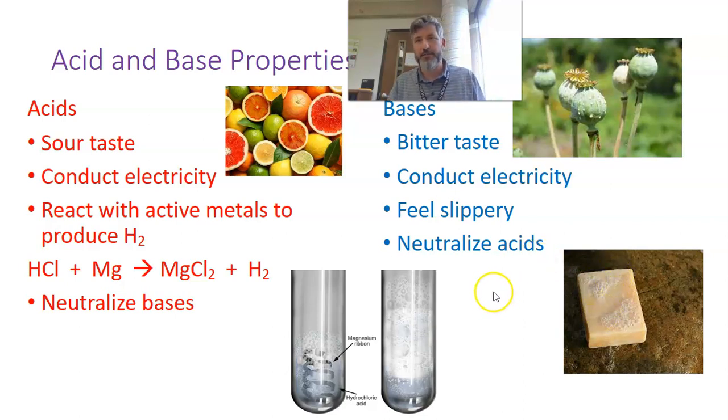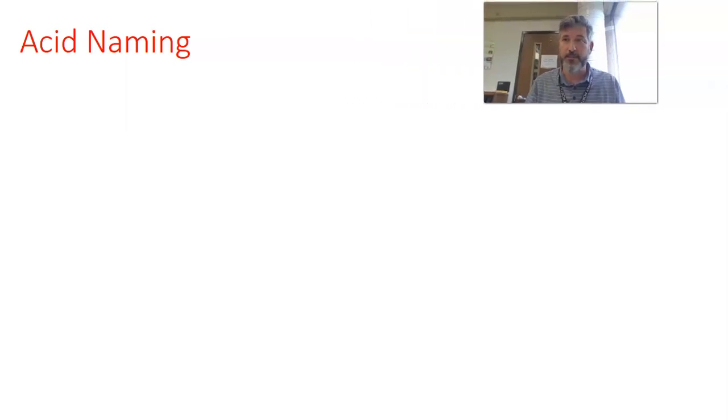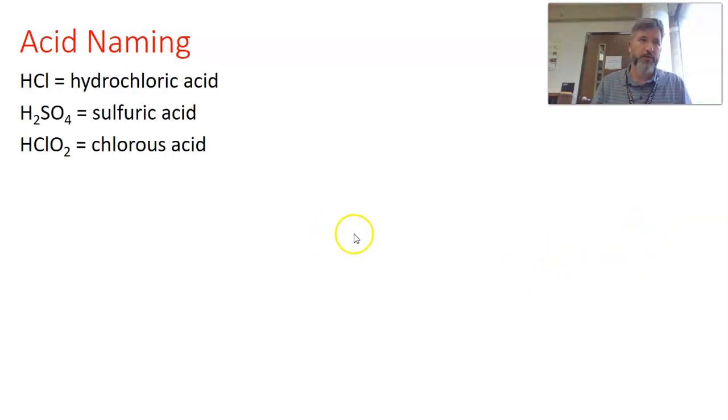Okay, last thing we need to talk about is what do we do about naming these things? Bases are easy. For bases, we just use the same system we've always used because they just end in hydroxide. Lithium hydroxide, sodium hydroxide, calcium hydroxide. Acids have a different system though, okay? So for example, when we see HCl is hydrochloric acid, H2SO4 is sulfuric acid, HClO2 is chlorous acid.